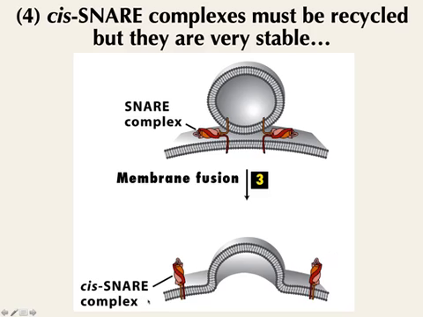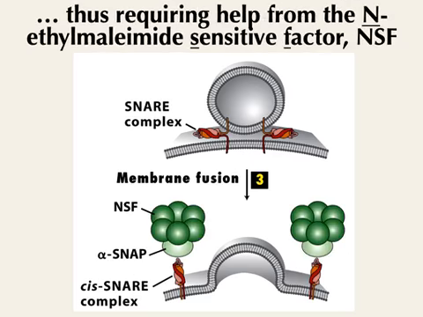So the cis-snare complex is very stable, and yet has to be unwound in order for the V-snare to be recycled back to the ER in this case. And that's the job of this so-called NSF complex.